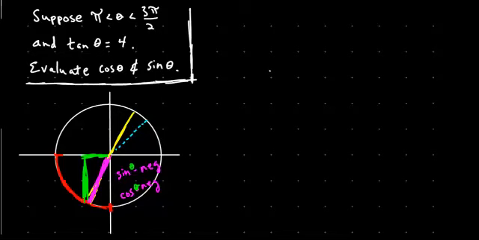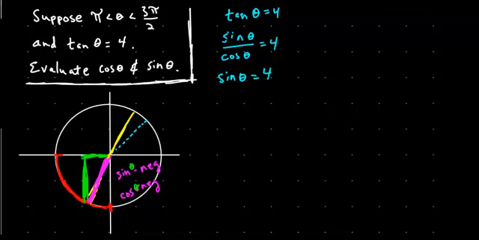So let's talk about how to work through this problem. We know that tangent of theta equals 4, but tangent of theta is sine theta over cosine theta, so sine theta over cosine theta equals 4. I can solve for sine theta. Multiplying both sides by cosine of theta, they cancel here and leave me with sine theta equals 4 cosine theta.